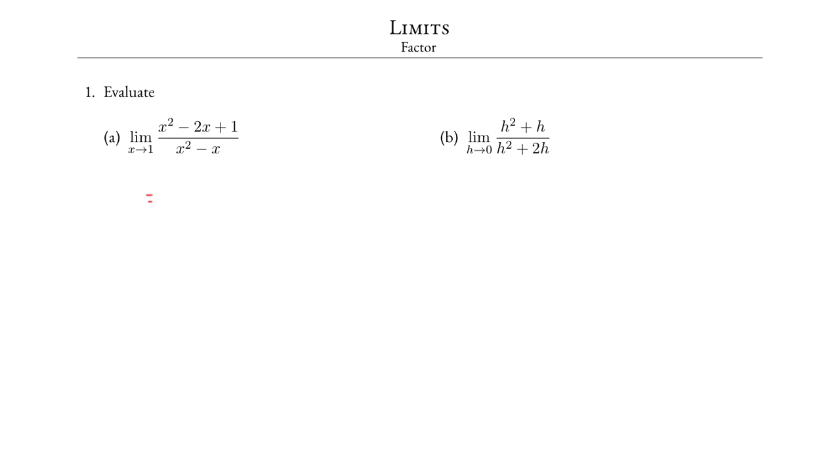For part a, a is 1, at x equals 1. We see that this is 1 squared minus 2 times 1 plus 1 over 1 squared minus 1, which is 2 minus 2, which is 0, over 1 minus 1, which is 0. If we have 0 over 0, this is not good. But at least it tells us that we need to do something else.